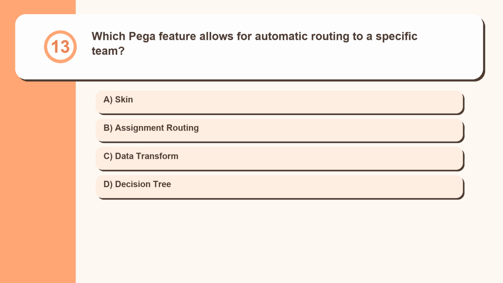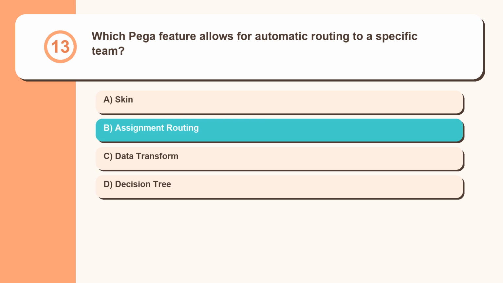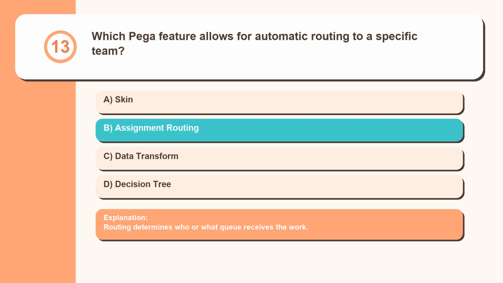Question 13. Which Pega feature allows for automatic routing to a specific team? Skin, assignment routing, data transform, decision tree. Routing determines who or what queue receives the work.